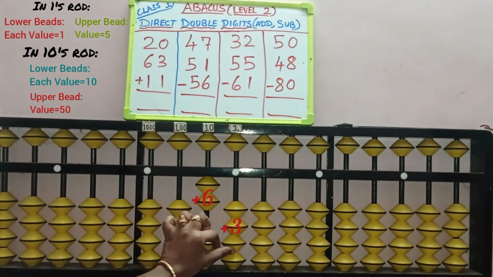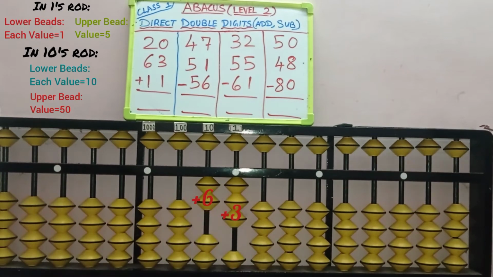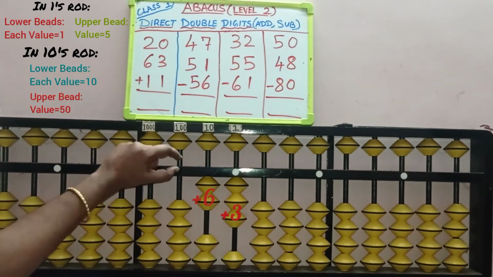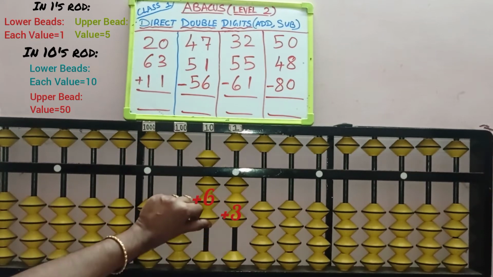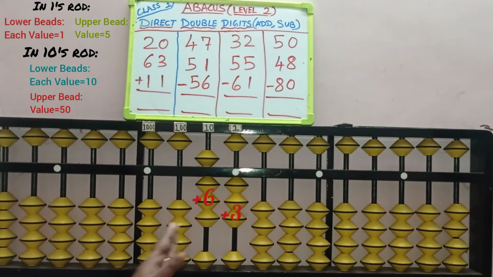So move 3 beads in the 1's place. Beads are available to add, so add 3 beads here. And move 6 beads in the 10's row. Its value is 50, right? So 50, 60. In the 10's row, add 6 means 60 is added, okay? So 63 is added.